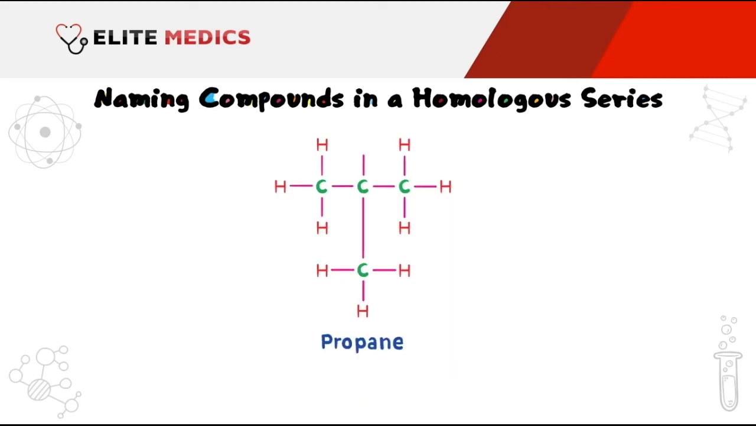Again, propane. This is propane simply because, now this is an interesting one. When we talk about naming these compounds, we need to look for the straight chain first, the longest straight chain. And the longest straight chain in this scenario is 1, 2, 3. It's 3 carbon atoms long. So therefore, this is technically propane.